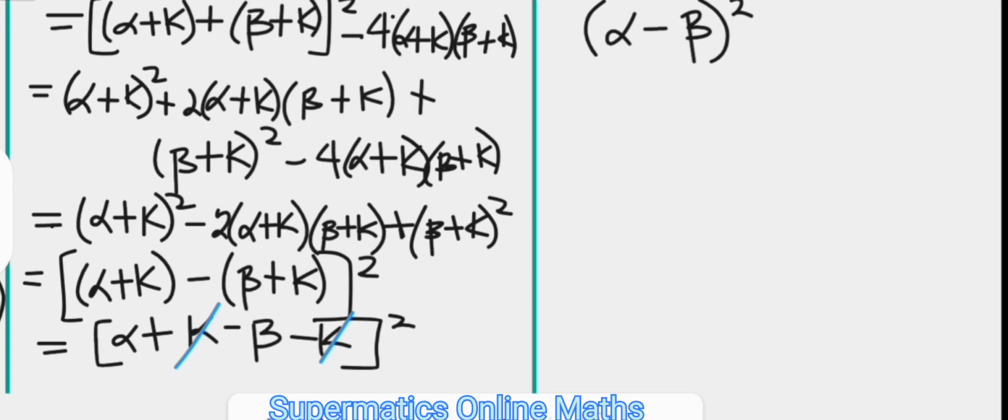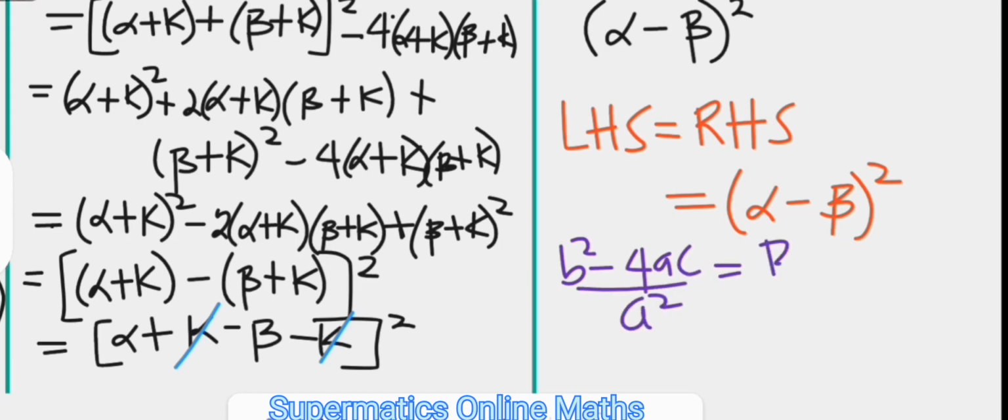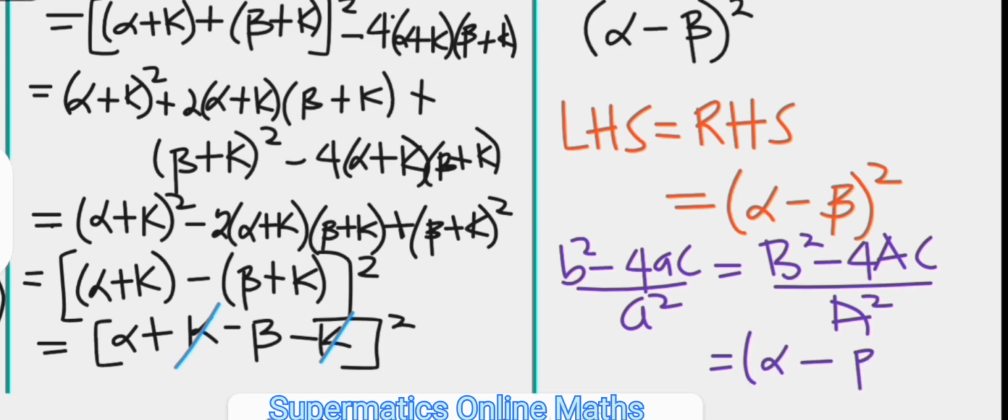This is the same thing as we have for the left hand side. So in that case, the left hand side and the right hand side simplify to the same thing, which is alpha minus beta squared. And by implication, it simply means that b squared minus 4ac over a squared is definitely equal to capital B squared minus 4 capital A times capital C over capital A squared. And everything is eventually alpha minus beta squared. Proved.